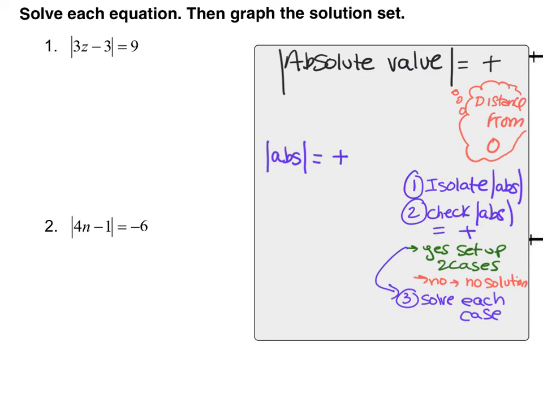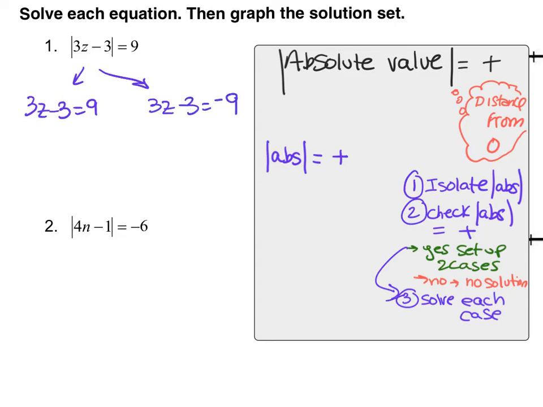So as a quick review from absolute value, we can look at these two questions that we have here. If you see, for example, the first one, you're going to see absolute value of 3z minus 3 is equal to 9. The absolute value part is already isolated. As you could see, there's nothing being done to the absolute value. We notice that it's equal to a positive, so then we move straight to set up the two cases. Case 1 is that the inside is equal to the positive. Case 2 is that the inside is equal to the negative.